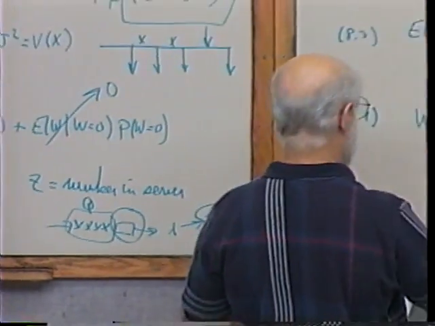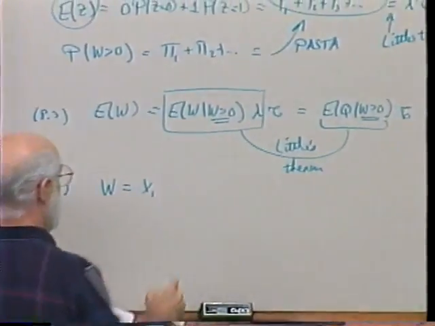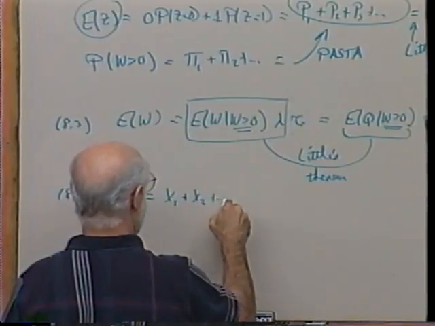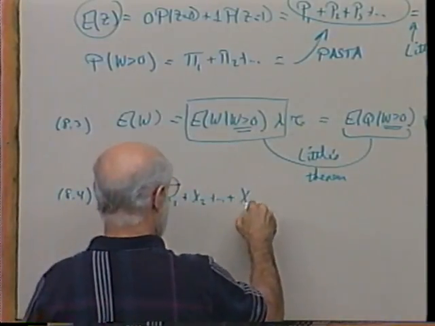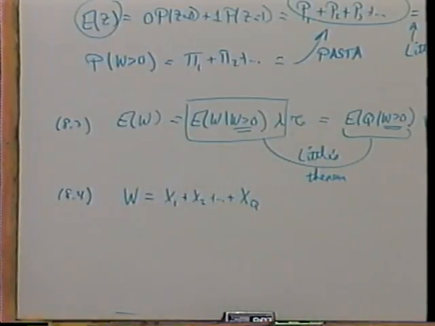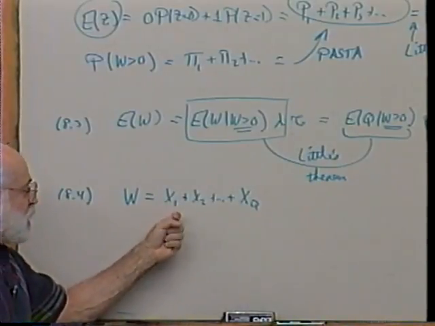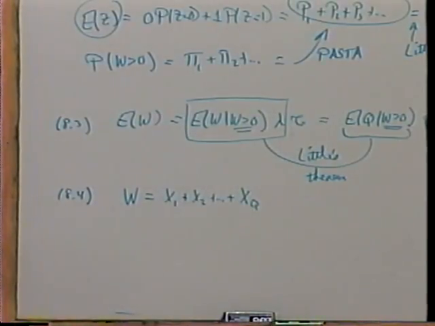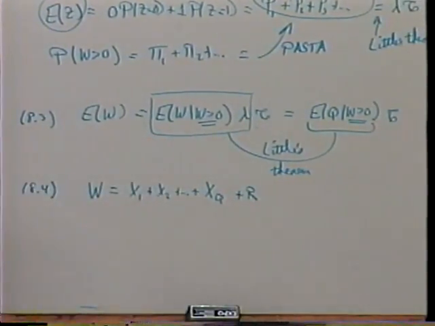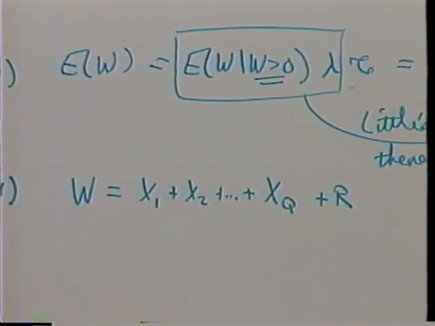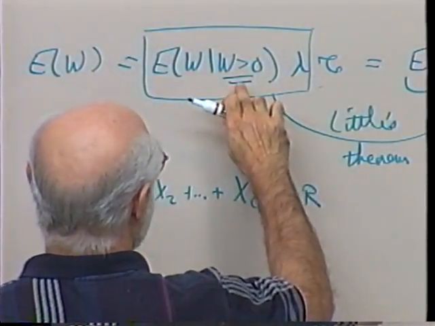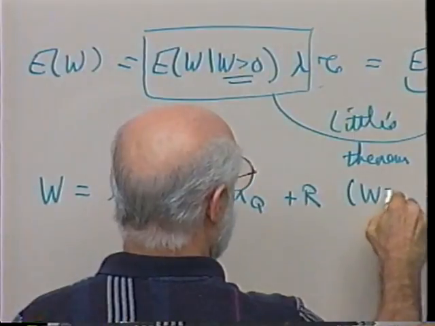So in other words, the waiting time is equal to the service time of the first person in the queue plus the service time of the second person in the queue, and so forth, up to the service time of the last person in the queue. In other words, there is one service time for each member of the queue, plus the remainder, that's where the renewal theory is going to come in, plus the remainder of whoever is in service at the time the customer arrives. We know that there is such a person because we're going to calculate this conditioned on W greater than 0.